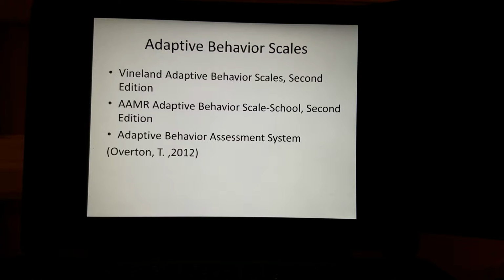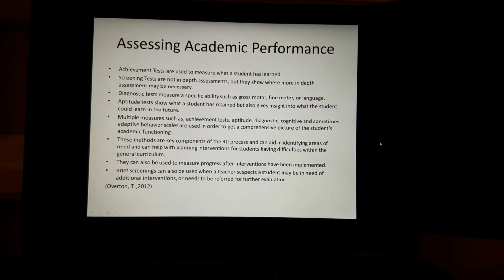The AAMR Adaptive Behavior Scale is in 2 parts: independent living skills and social behavior. And the Adaptive Behavior Assessment System is for birth to 89, and it has scales for communication, motor skills, self-help, safety, and leisure. All right, we're going to move on to assessing academic performance.